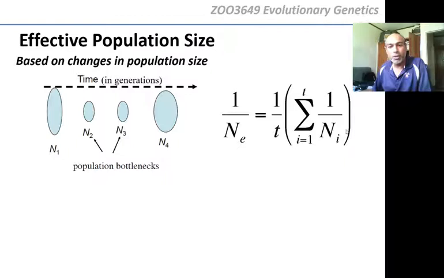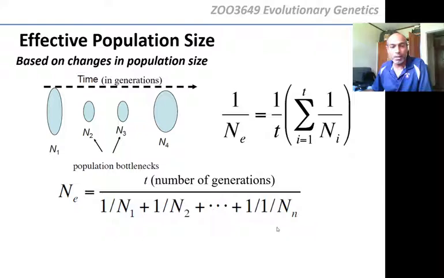So let's see. You have 1 divided by N1 plus 1 divided by N2 plus 1 divided by N3 and plus 1 divided by N4. And you sum them up. That's why I said plus. And then whatever you get, you multiply by 1 over 4 because T is 4, because you have 4 time points. And then you take the reciprocal of that number and you got your NE. Okay? So that's how you do it.